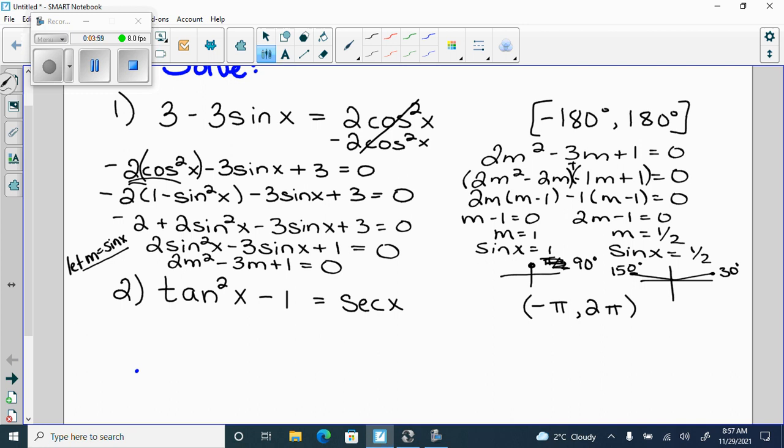If I do their coterminals, I'm going to get negative 210 by subtracting 360, which is too small, and then negative 330, which is way too small. So my answers for this one are x, because that's the variable, I have to check, equals 30, 90, 150. It doesn't matter the order.